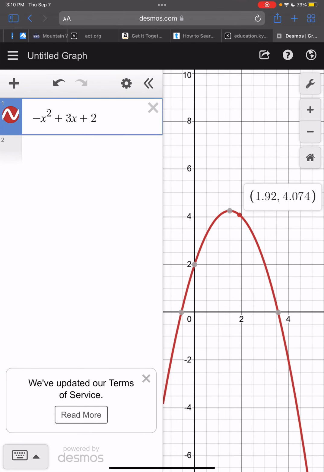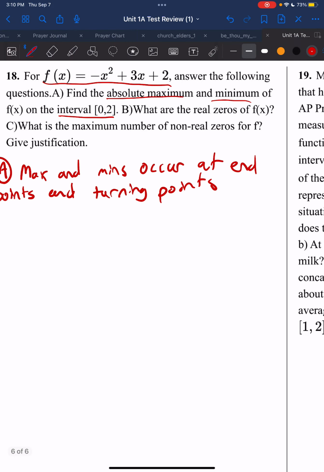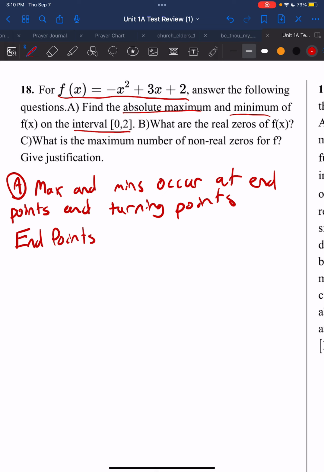And my turning point is at 1.5, 4.25. You all can find that with second trace max. So let's write out, I've got my endpoints. When x equals 0, if I plug 0 into my function, that gives me 2. So my endpoint is (0, 2).